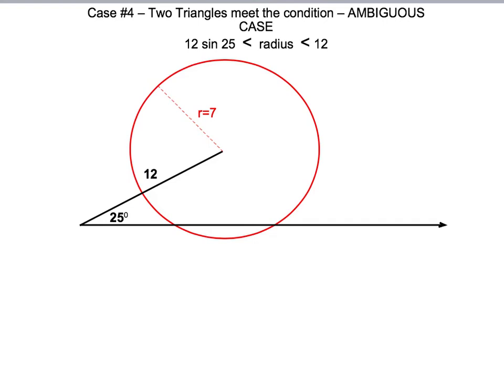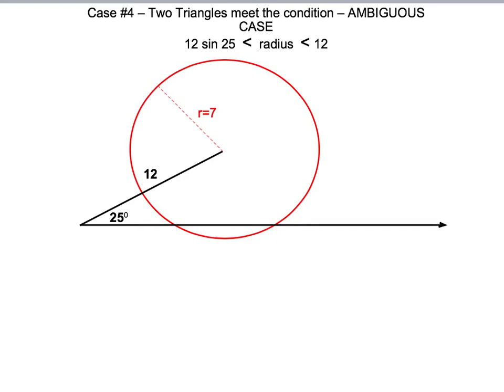Now, I don't think at any point in our problem solving we're going to recognize that situation. What we're going to recognize is that the smaller of the two sides is opposite the given angle. And so our problem solving then determines, is it the situation where no triangle is formed or the ambiguous case is formed.